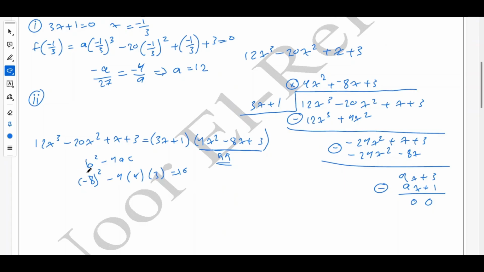So according to that, b squared minus 4ac is more than 0. 16 is more than 0. So I have real roots. I'm going to use factorization to complete the factorizing of this function.